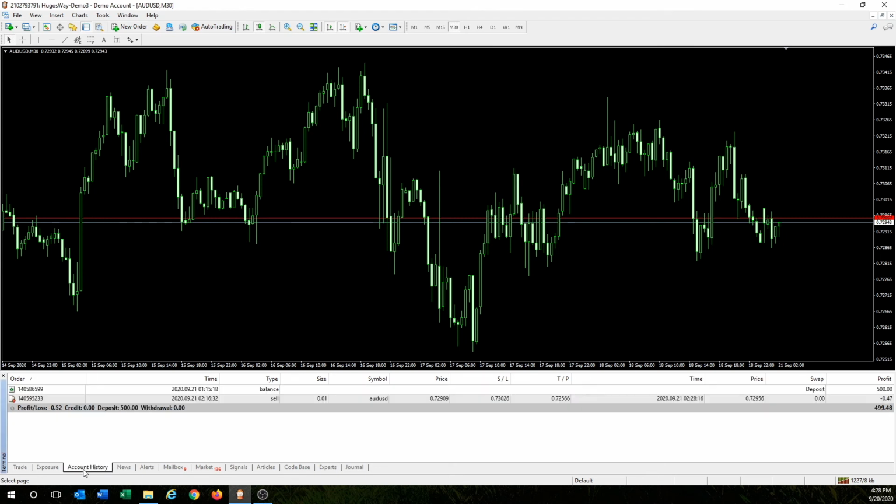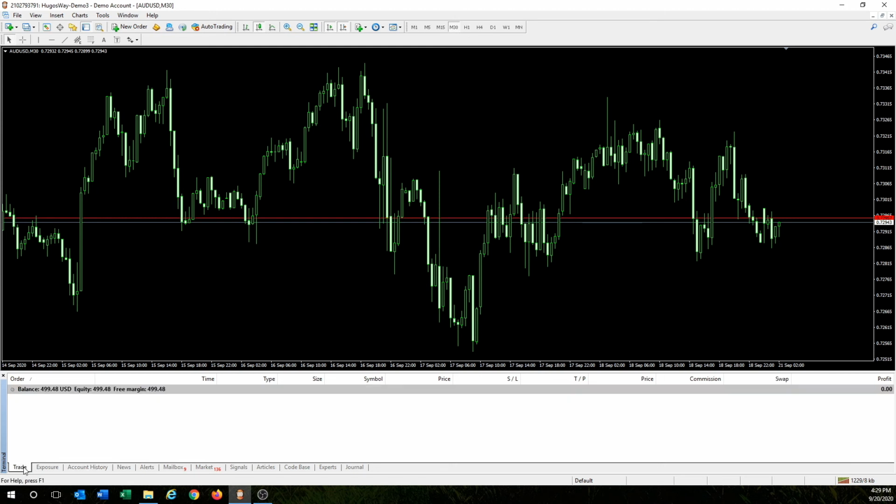We can also go to account history, and this will show us our previous trade, right? So this was our trade. We sold our lot size. We closed the trade in a 50-cent loss, and now our remaining balance is $499.48. So essentially that's what trading is right there.